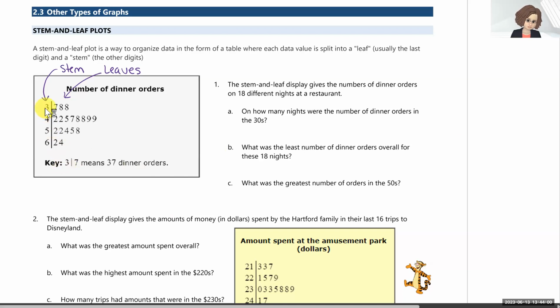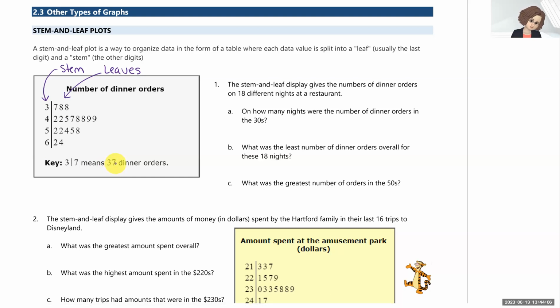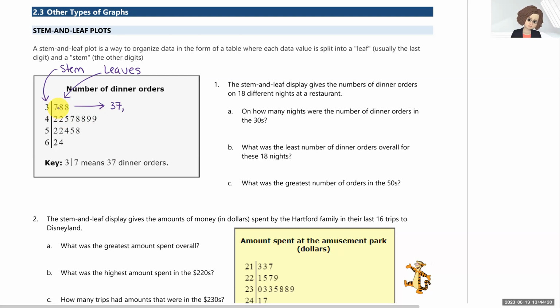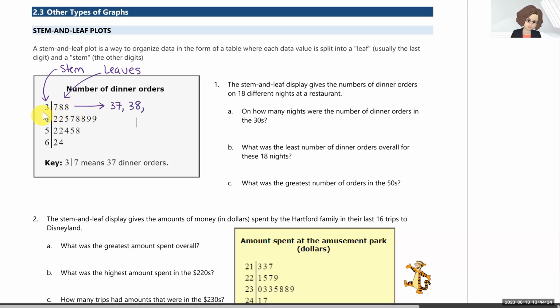If we see a 3 on this side and a 7 on that side, it means 37. Each of the leaves is one of the nights at the restaurant, so I'm just going to write these across the page. One night there were 37 dinner orders. Then that leaf of 8 is 38, so that night there were 38 orders. And then there's another 8 there, so that night there were also 38 dinner orders.